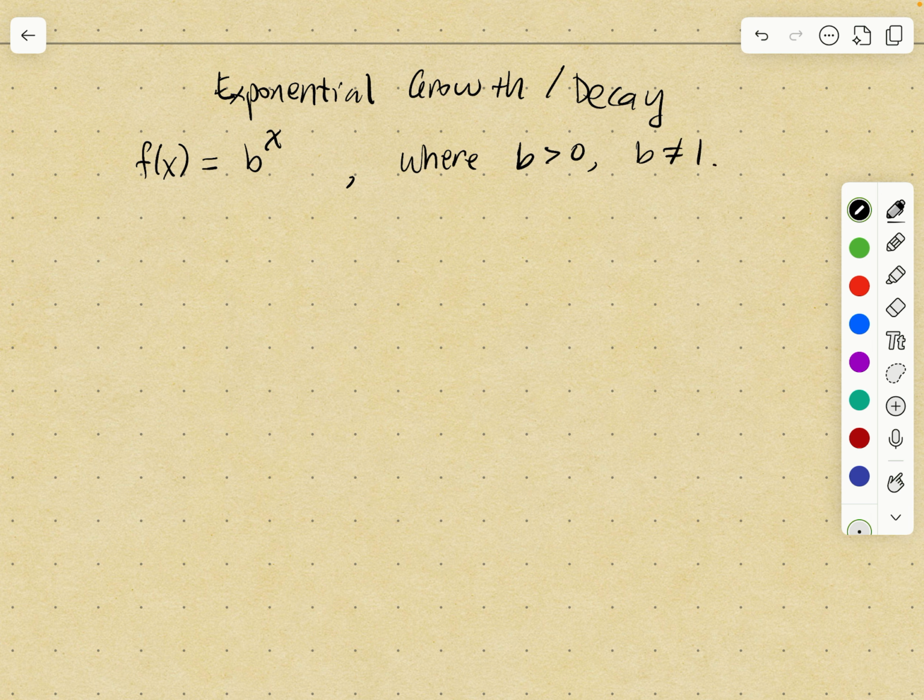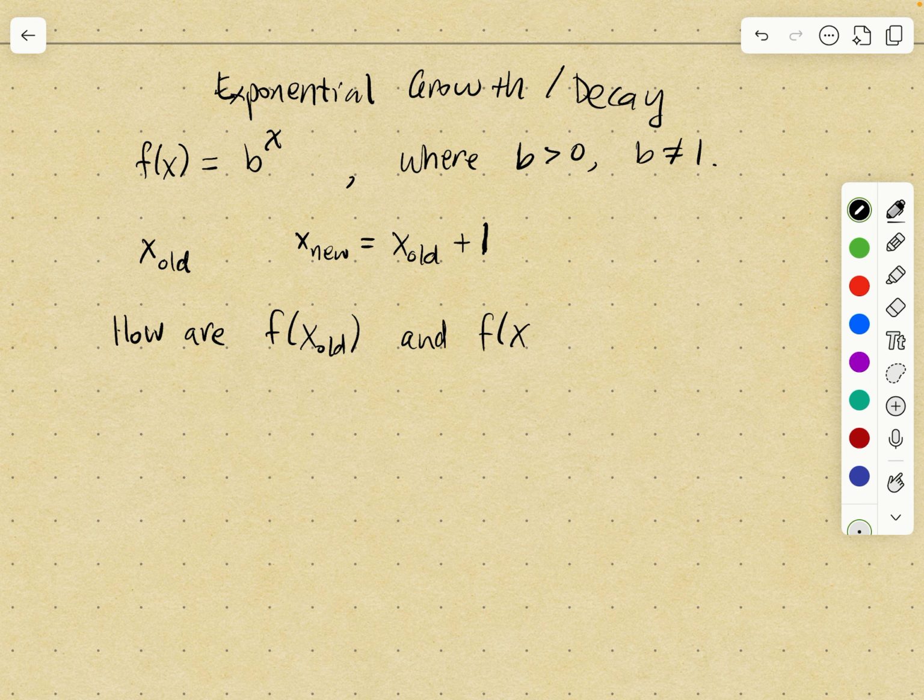Let's see what happens to f of x if you increase x by 1. So let's say that you have some old value of x, like 5 or something, just some number, and then you add 1 to it and you get this new x value. So the question is, how are f of the old x and f of the new x related?